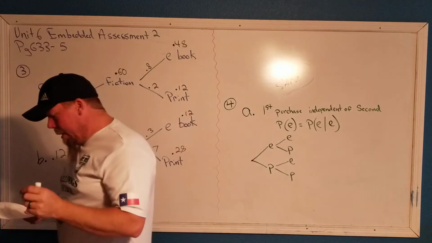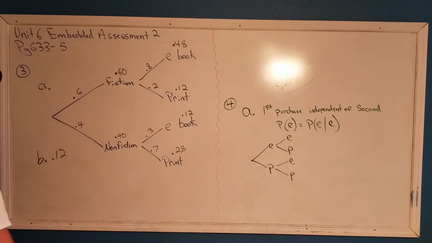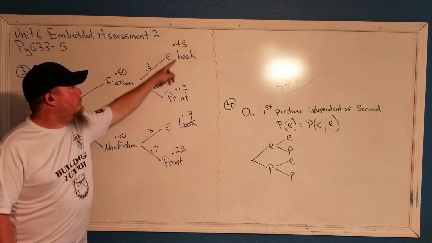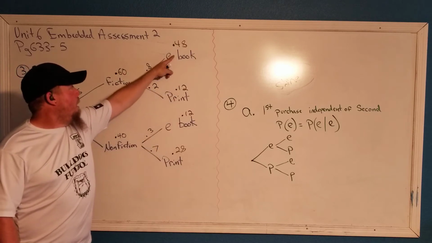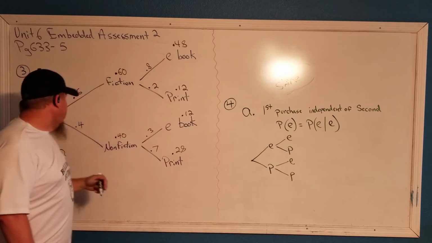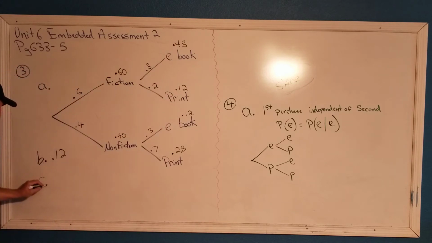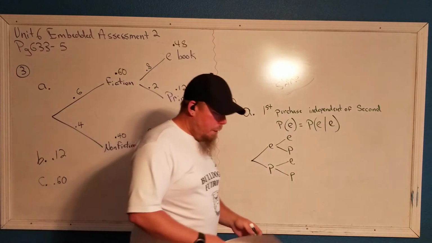Let's talk about C. When Diane goes to Company A website, what's the probability that she will buy an ebook? So what we have to look at is both times that she buys an ebook, right? We've got 0.48 and we've got 0.12. We're going to have to add those together. Those probabilities get added together. And for C, we get 0.48 plus 0.12. We're going to get 0.60, or 60% chance that she is going to buy an electronic book. Okay? Hopefully that makes sense.